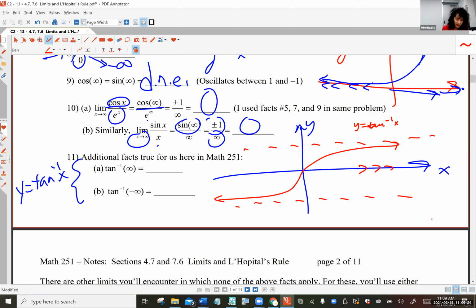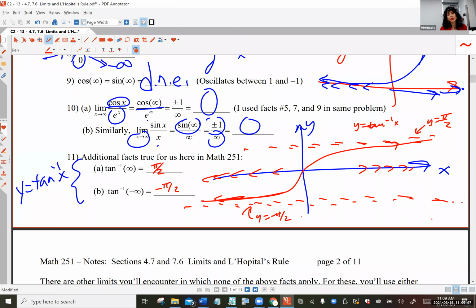So when x gets very, very large, the graph gets closer and closer to this upper dotted line, which has the equation y equals pi halves. When x gets very, very negative, the graph approaches this downhill dotted line down here, which has the equation y equals negative pi halves.